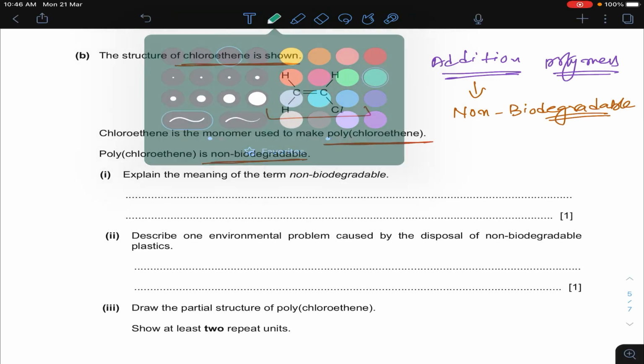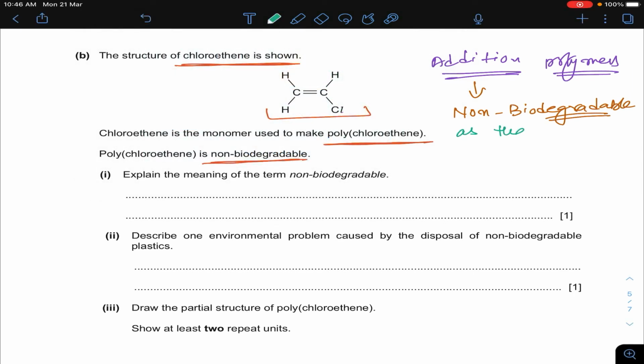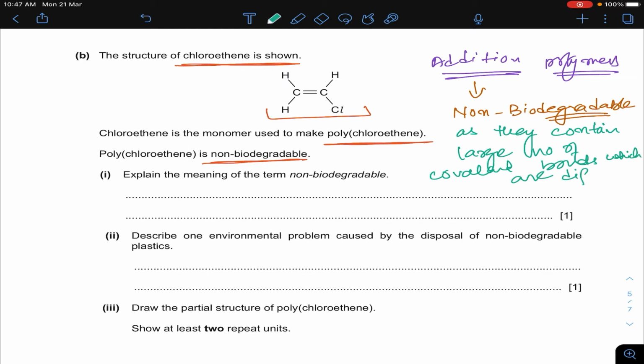They are non-biodegradable because they contain a large number of covalent bonds which are difficult to break. So that means this is a disadvantage of addition polymers or plastics. Plastics do not decompose on their own, right?